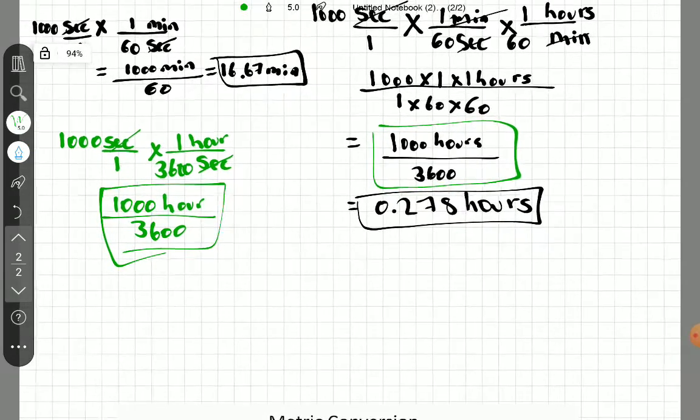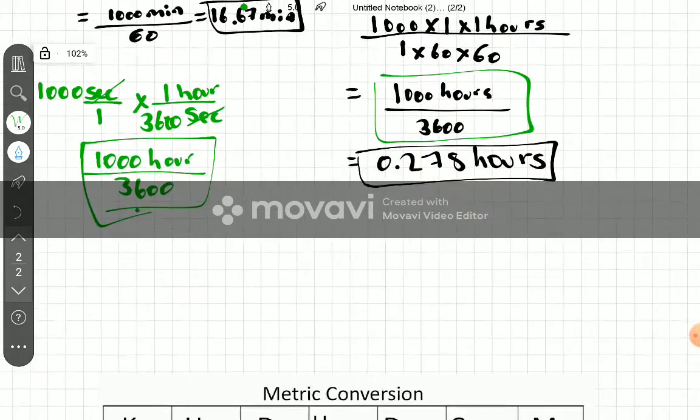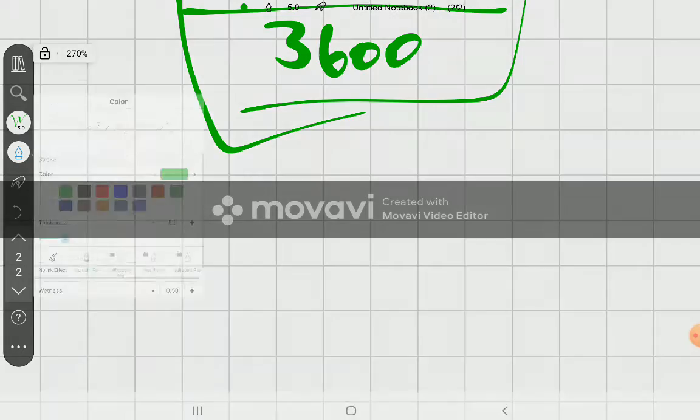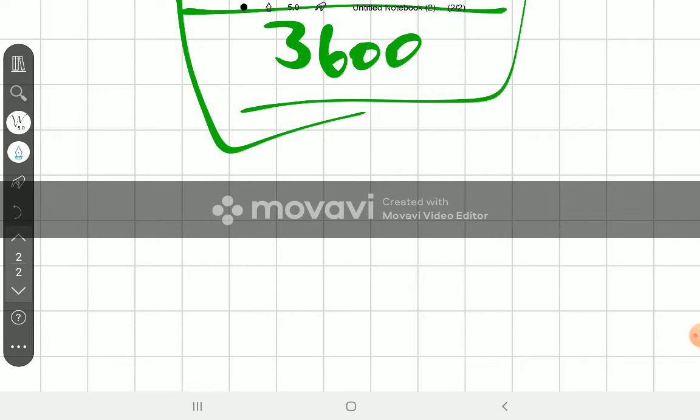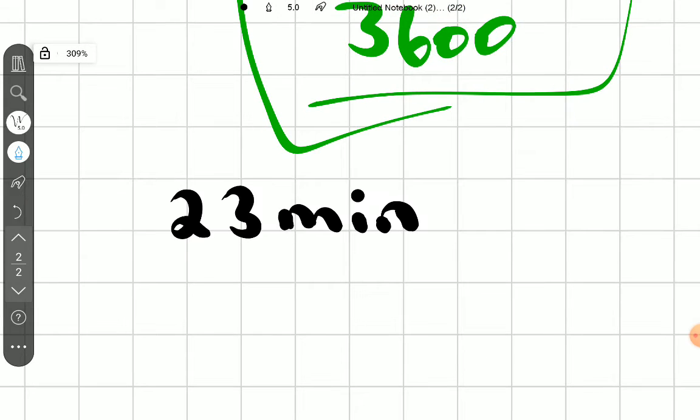I will do one more example and then we'll go on to the metric system. So say the next example, we're given 23 minutes and we want to convert these minutes into seconds.